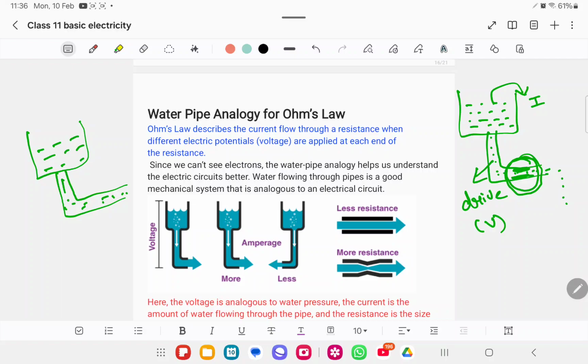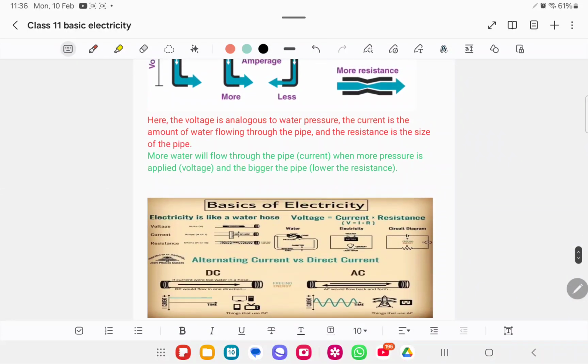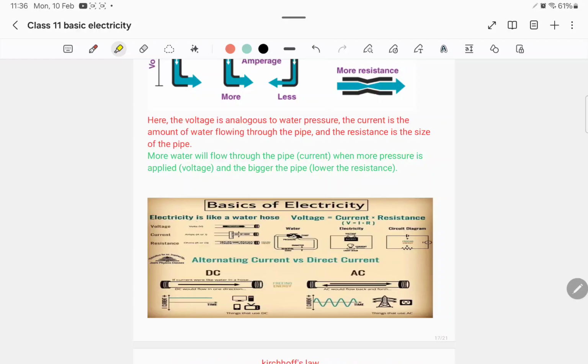First, listen, I will tell you. Ohm's law describes the current flow through a resistor when different electric potential is applied across the resistor. Correct. Now, since we can't see an electron, we are imagining it as a water pipe analogy. Water flowing through a pipe is a good mechanical system compared to an electrical circuit. The voltage is analogous to water pressure, the current is the amount of water flowing, and the resistance is the size of the pipe.